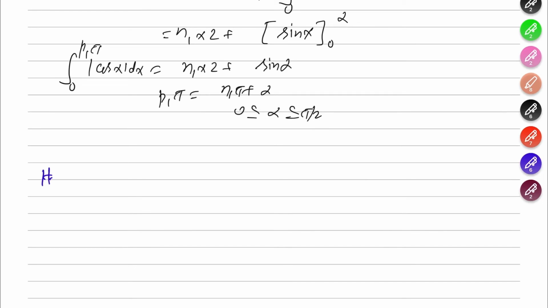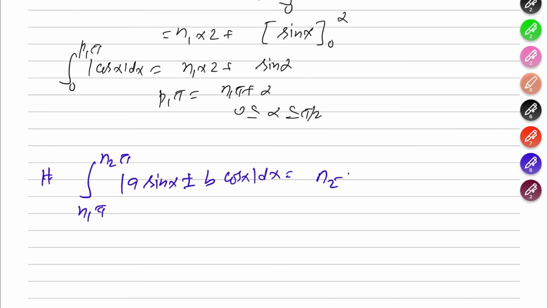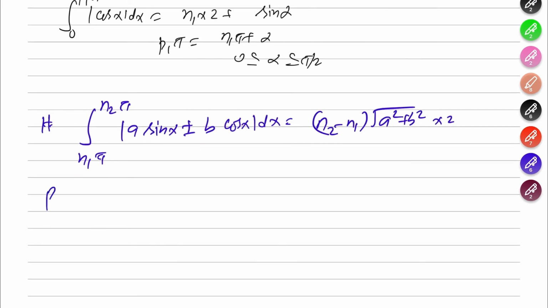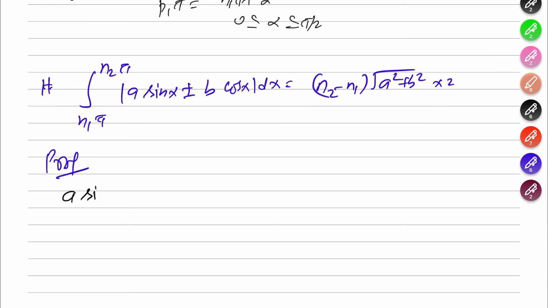We have not proved it in the previous video, so we can quickly prove it. Let's say the integral from n1 pi to n2 pi of modulus of a sin x plus or minus b cos x dx, where n1 and n2 are integers, equals (n2 minus n1) times square root of a square plus b square, times 2. So we will quickly prove it.